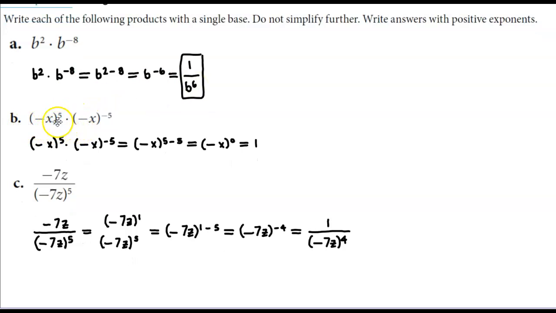In part B, we have the same base and we're multiplying it, so we have negative x to the power of 5 times the base of negative x to the power of negative 5. So we're multiplying the same base, that means we need to add our exponents. So we're going to have the base of negative x. When we add them together, we're going to get 5 plus negative 5, which is the same thing as 5 minus 5, which is then equal to negative x to the power of 0. And recall that if we have a base that's raised to a power of 0, it's going to equal 1.